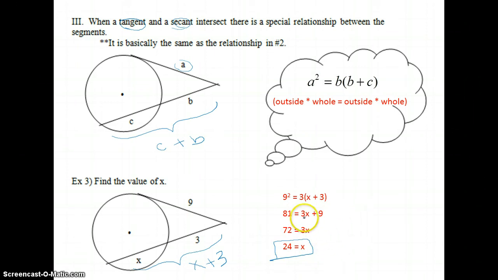So if I were to check my work, I have 9 squared, and that should be equal to, if I have x plus 3, then I know that if x is 24, this should be a total of 27. And if I look and take 81, is that indeed equal to 27 times 3? And if you do your work here, you will find out that 81 equals 27 times 3, which is also 81. So check. Yes, my work is complete and correct.